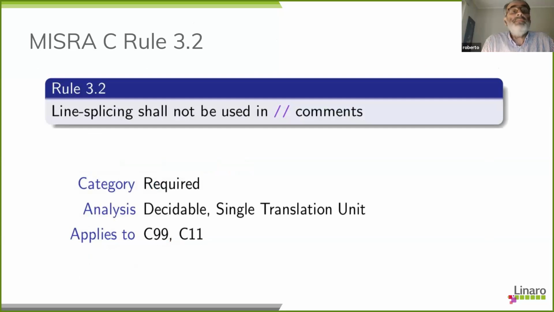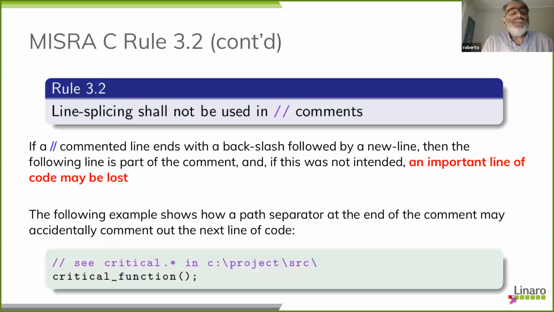A completely different rule. It's about comments. One might think, what might be the problem with comments? Rule 3.2 says line splicing shall not be used in // comments. The reason is line splicing is when you have a physical source line of code terminating in a backslash. When this happens, the subsequent line is taken as a continuation of the previous line. So here we see a potential problem. The intention was simply to specify a folder in C syntax, but the backslash in the comment is such that the critical function becomes part of the comment. The critical function was presumably critical and had to be called, but it will not be called because it's part of a comment. So that's why we have rule 3.2.